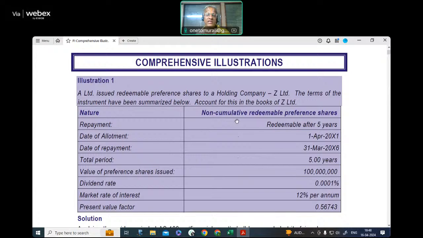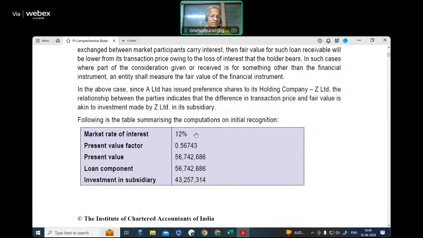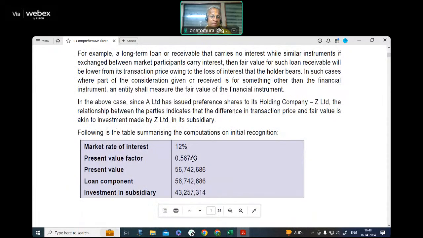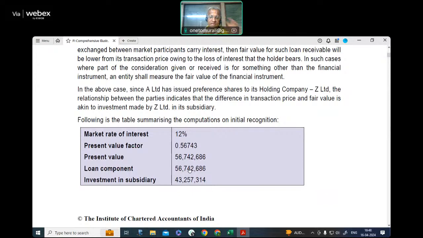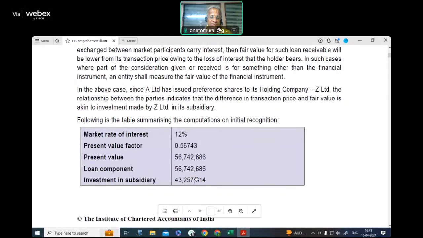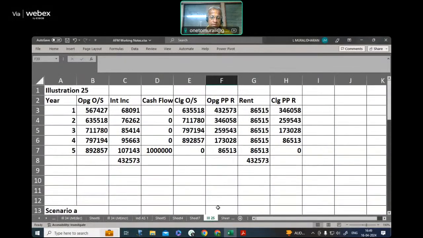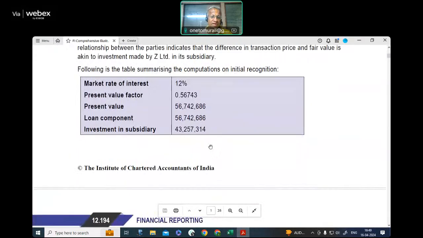what exactly we are expected to do is, we would like to know the initial value of the transaction. So market rate of interest is 12% and the PV factor is given. Multiplying this PV factor with the face value of the amount, you get the number as 56 million, or 56.742, and the remaining amount has to be considered as investment in subsidiary. Remember that this sort of scheme of journal entries we have already passed here, right? So deemed investment and all that we have already done.